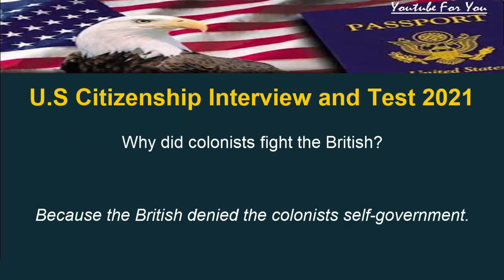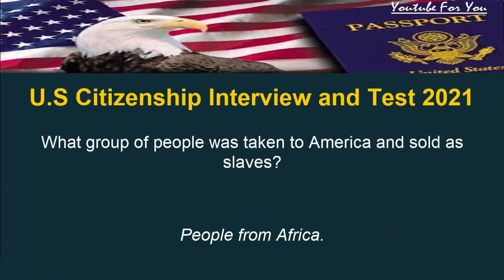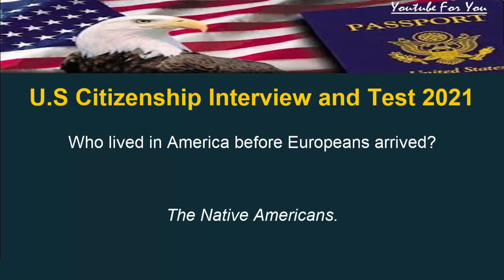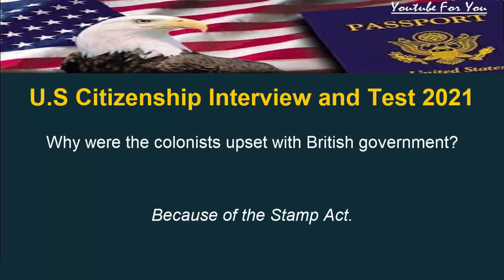Because the British denied the colonists self-government. When was the Constitution drafted? The Constitution was drafted in 1787. What group of people was taken to America and sold as slaves? People from Africa. Who lived in America before Europeans arrived? The Native Americans. Where did most of America's colonists come from before the Revolution? They came from Europe. Why were the colonists upset with British government?